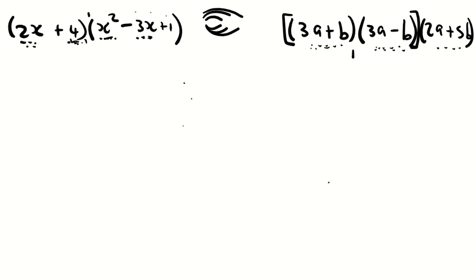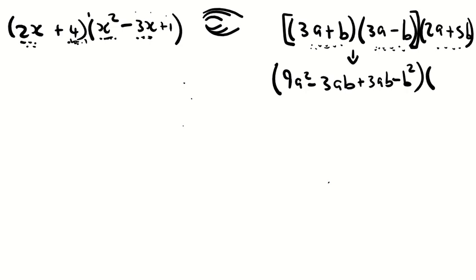So multiply this out, and using the FOIL method you will get 3a times 3a is going to be 9a squared. 3a multiplied by negative b is going to be negative 3ab. b multiplied by 3a is going to be positive 3ab, and b multiplied by negative b is negative b squared. That whole expression that you get here will then be multiplied with 2a plus 5b. See?